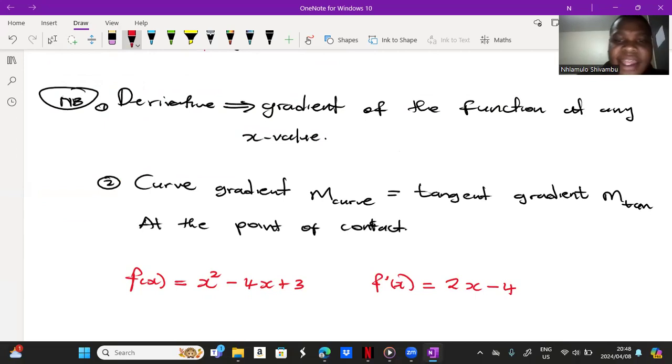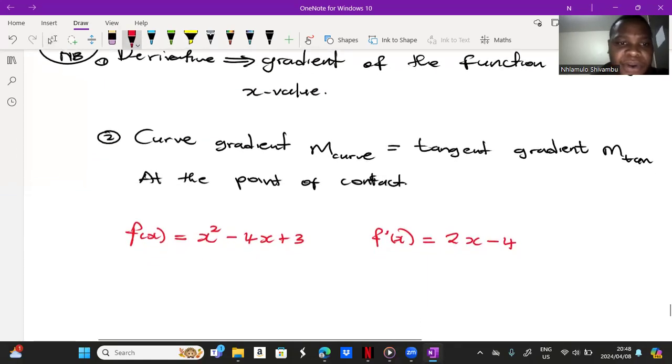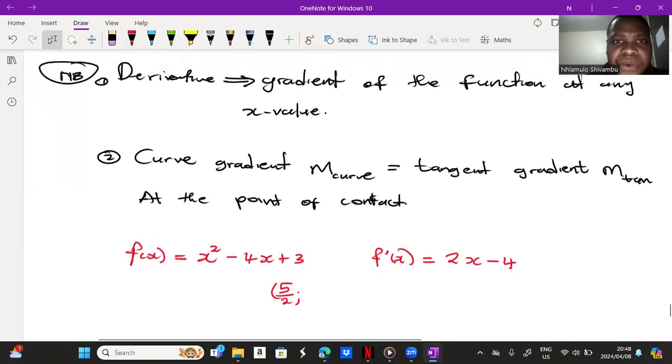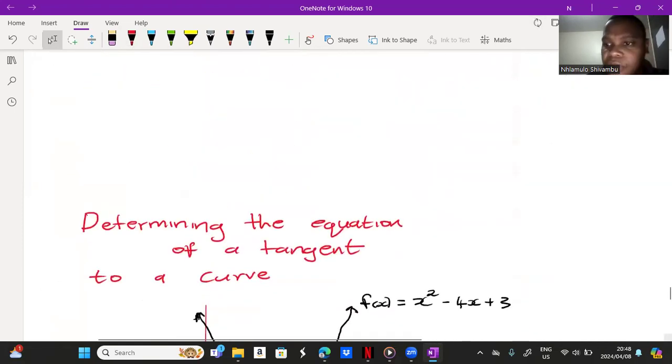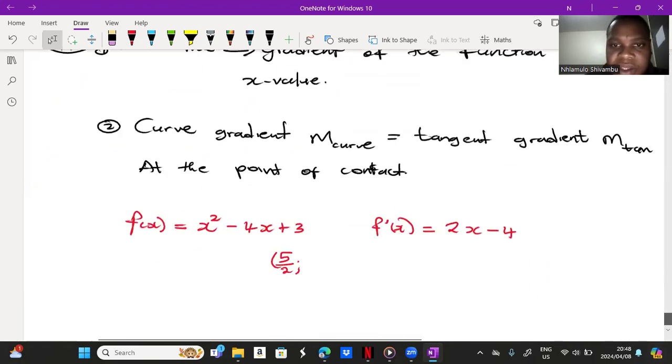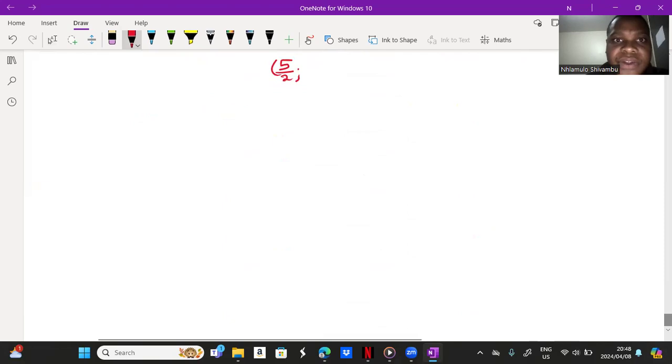But we know now that the derivative is the gradient of the function at any x value. But we're not looking for the gradient of the function at any x value. We are specifically looking for the gradient of the function at the point of contact. What is the point of contact? Remember, the point of contact is 5 over 2, negative 3 over 4.